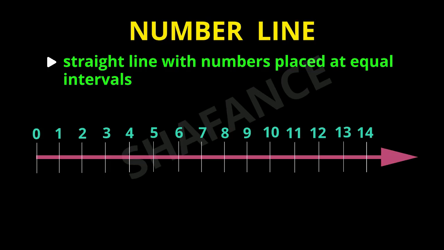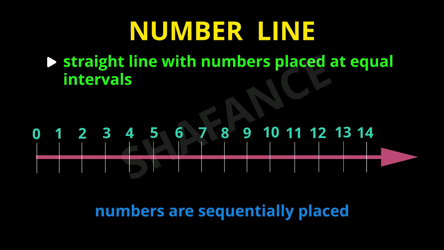And one more important thing about number line, that there is no number missing on the number line. Like after 3, we don't place 5 or 7 or any other number. After 3 comes 4, then 5, then 6. The numbers are sequentially placed on the number line. So this is the number line.